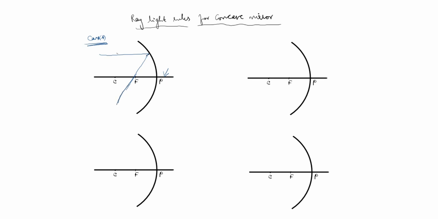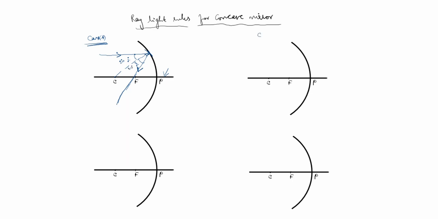So the arrow is here, the arrow comes down. This is a curved mirror. They are following the laws of reflection. So you have to join the center of curvature to this line. So angle of incidence is equal to angle of reflection. So if this is 20, this should be 20.